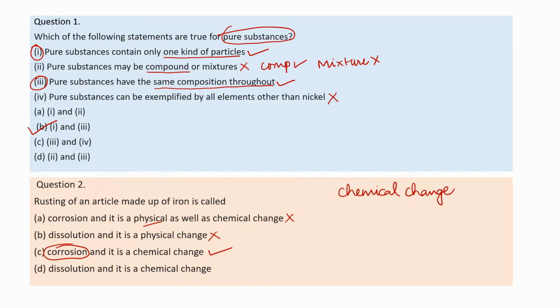Let us go through option 4 also. Dissolution, and it is a chemical change. Chemical change is correct, but it is not a dissolution process. It is corrosion. So option C is the correct one.